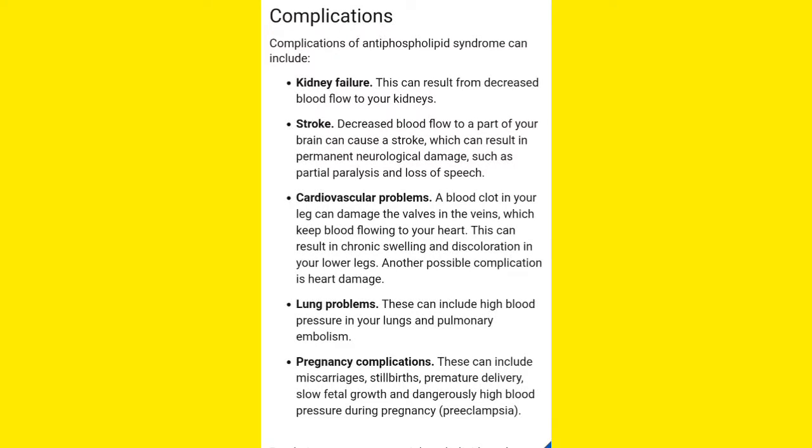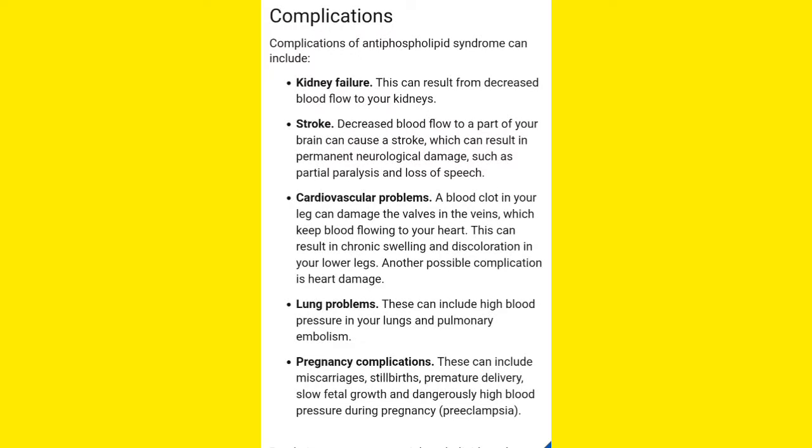Another is the cardiovascular problem. A blood clot that is inside your leg can also lodge inside your heart, so it can travel. Basically, you know that a thrombus is a clot that has a fixed position, but when it travels, it is known as an embolus, and it can be lodged in the cardiovascular system. Along with that, you can have lung problems. This can include high blood pressure in your lungs, and it can also cause pulmonary embolism. So all these can be caused.